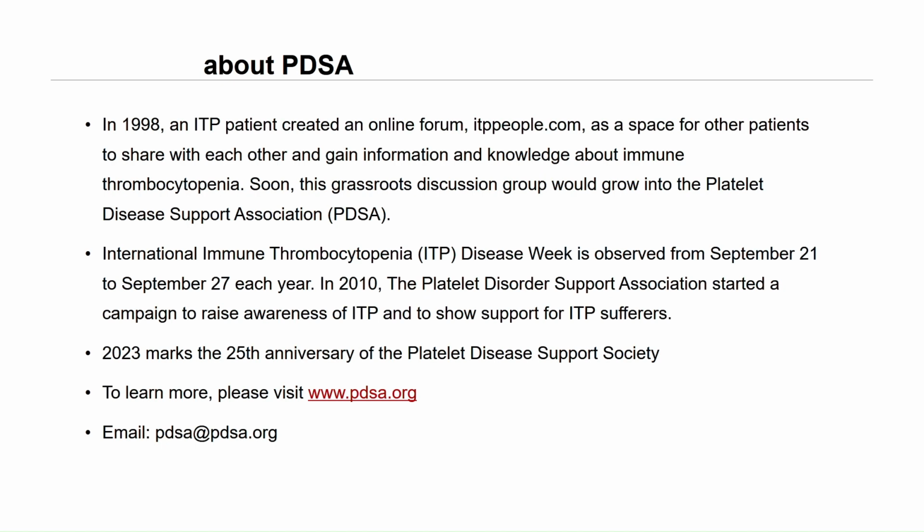International Immune Thrombocytopenia Disease Week is observed from September 21st to September 27th every year. In 2010, the Platelet Disorder Support Association started a campaign to raise awareness of ITP and to show support for ITP sufferers. 2023 marks the 25th anniversary of the Platelet Disorder Support Association. To learn more, please visit www.pdsa.org or use the email in the PPT.